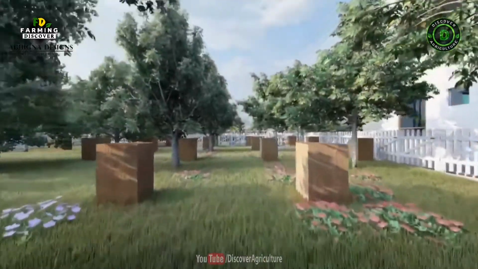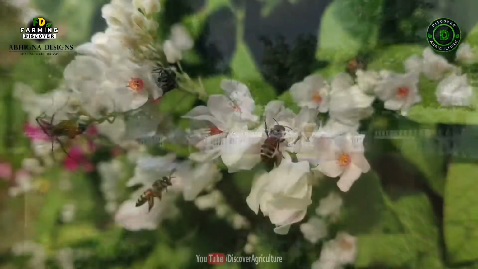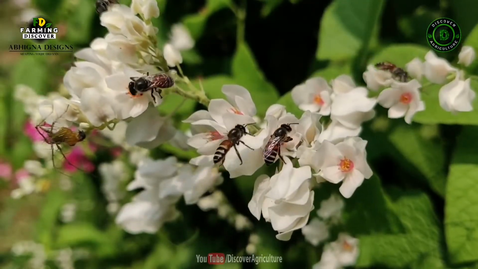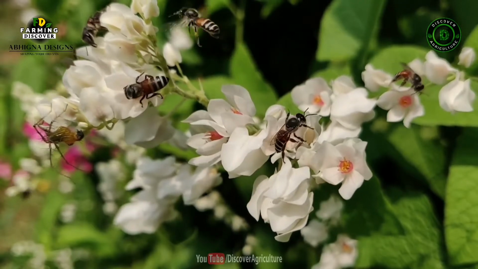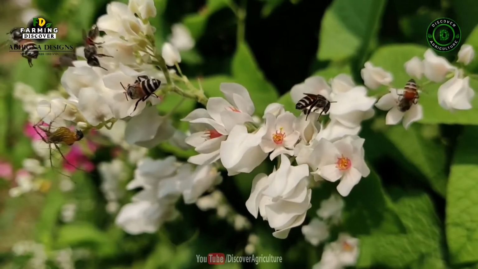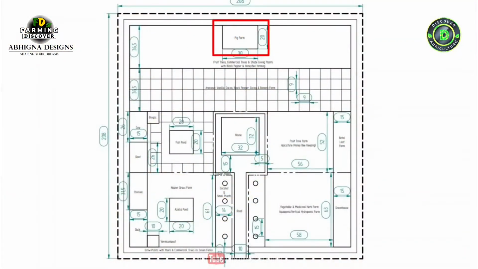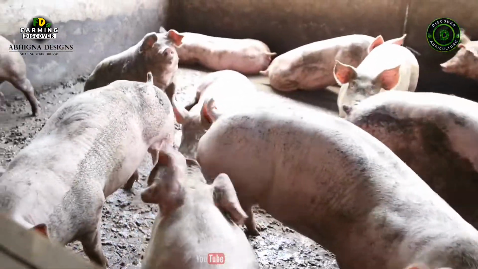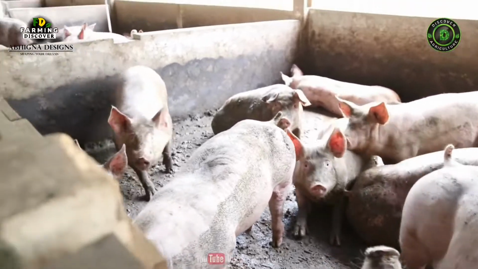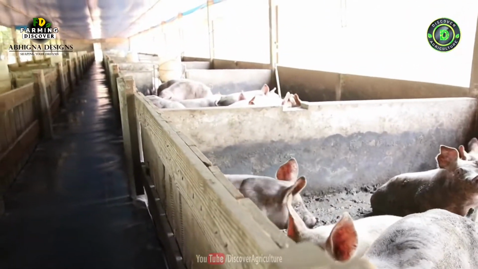We kept honeybee hive boxes here. But you can keep it anywhere. It will produce honey and it helps in the pollination of flowers. So it helps to increase productivity in the entire farm. We can earn money by selling honey and wax. This is a pig shed. I would like to rear Yorkshire pigs. This is the best pig breed. And it is one of the most profitable businesses.